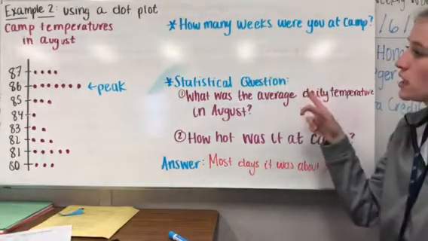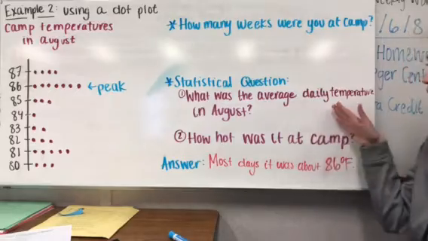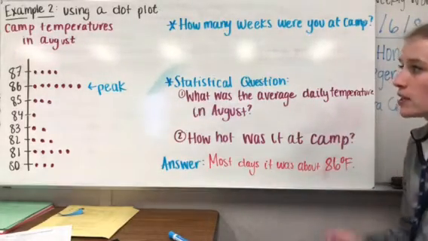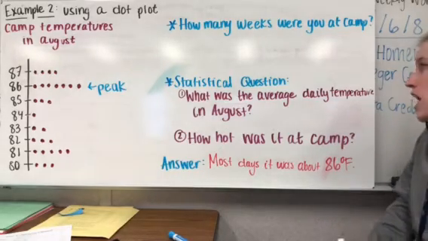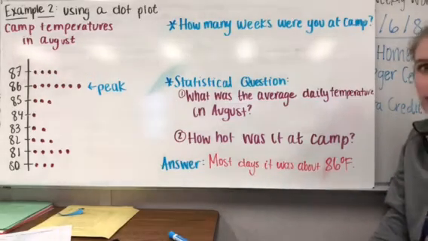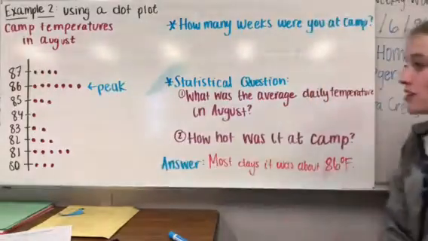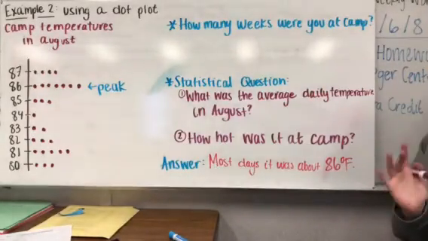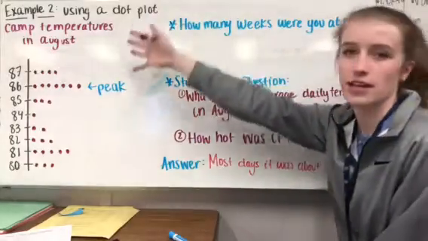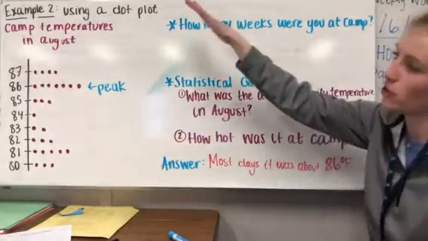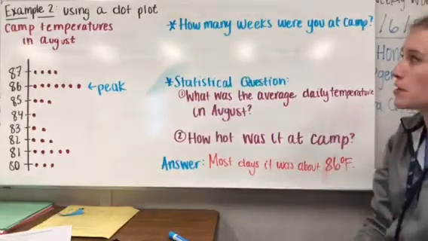Our first question says, what are some statistical questions that we could consider using this data set? Some examples I have are, what was the average daily temperature in August? And if I ask this question, I could show you my answers over here. Or how about, how hot was it at camp? Again, I can show you how hot it was at camp. So here are all the temperatures I recorded while at camp in August.